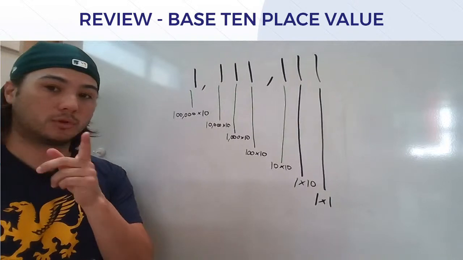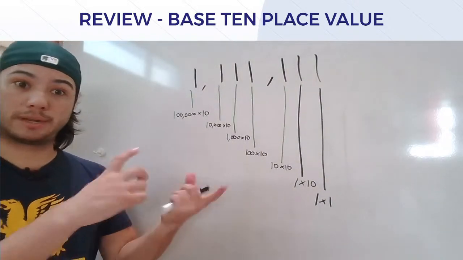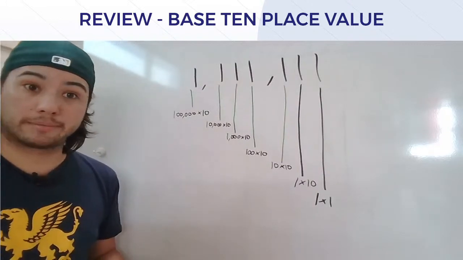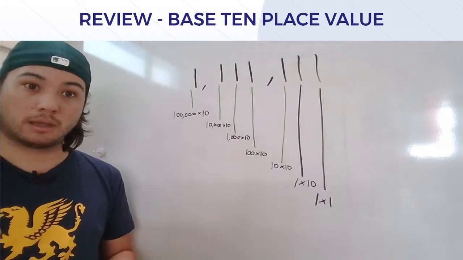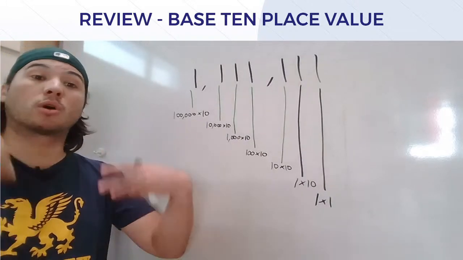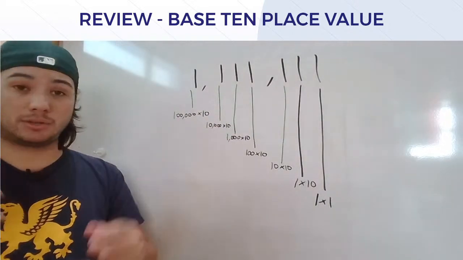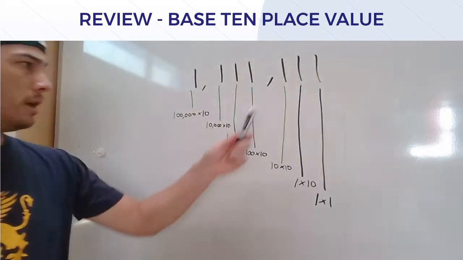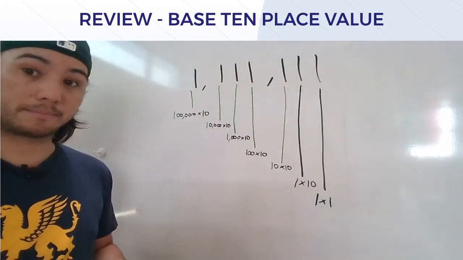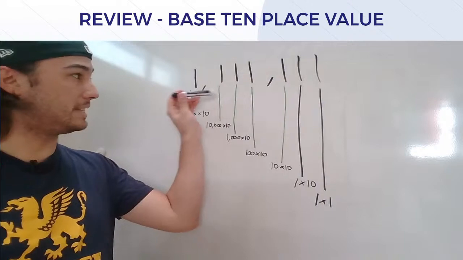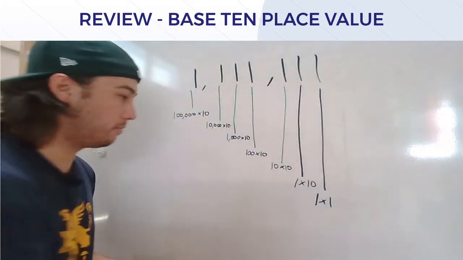Now, multiplication and division are what we call inverse operations, meaning they do the opposite thing, just like addition and subtraction. Addition adds more, subtraction takes away. Multiplication makes more equal groups. Division takes a quantity and divides it into equal groups. So, if when we move to the left, we're multiplying by 10, what happens if we move down to the right? We're dividing by 10.